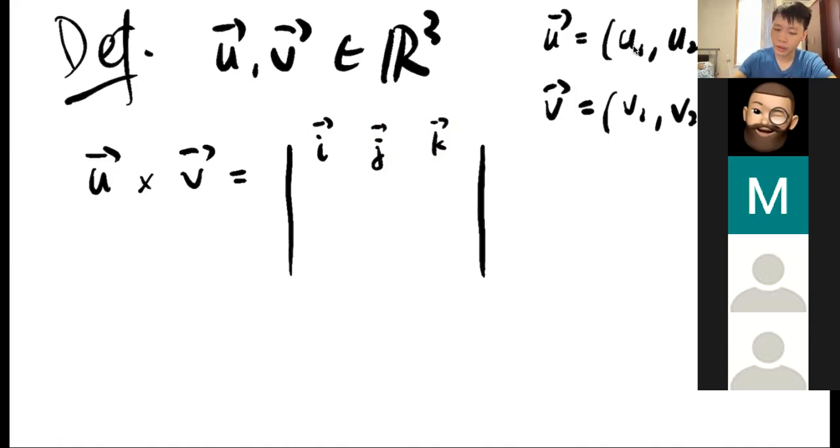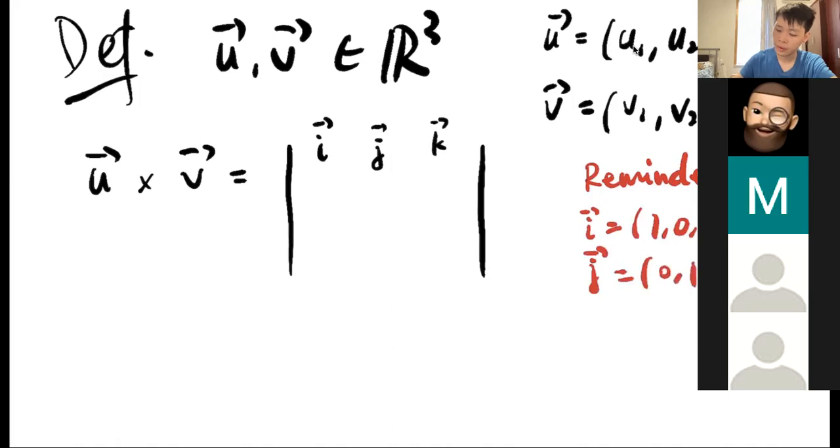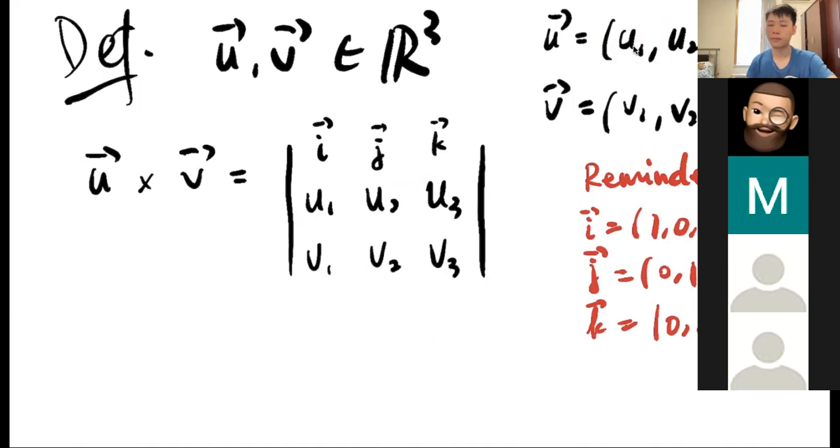So, reminder: i is 1 0 0, j is 0 1 0, and k is 0 0 1. And in the second row, you just put the vector u: u1, u2, u3. Finally, you put v in the third row: v1, v2, v3. So far, so good.